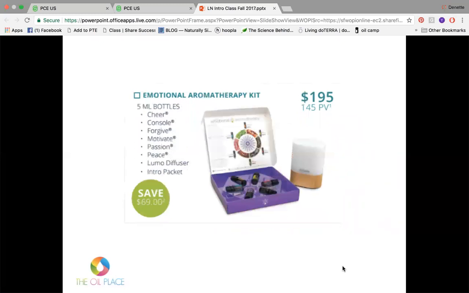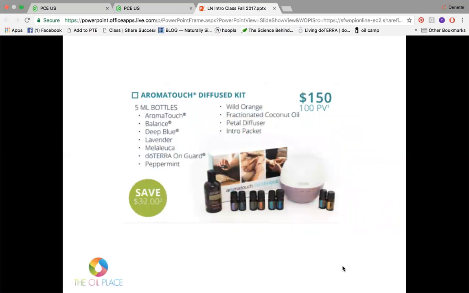There's the Emotional Aromatherapy Kit. These are 5 milliliter bottles, and this is really targeted to the person who's wanting to overhaul or shift the emotional well-being in their life. The Aroma Touch Diffuse Kit.